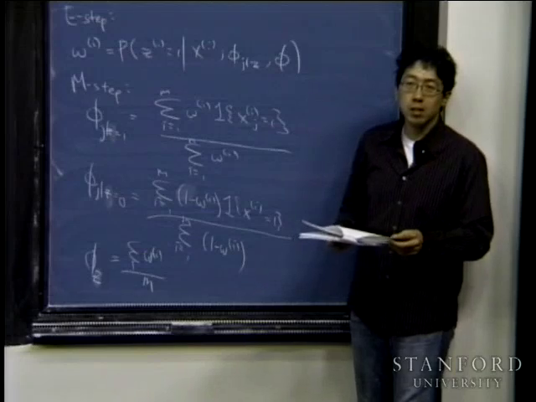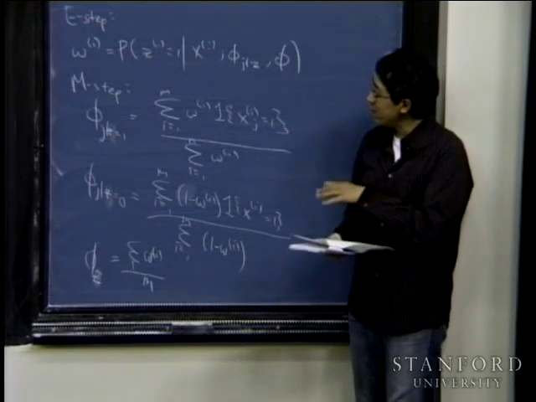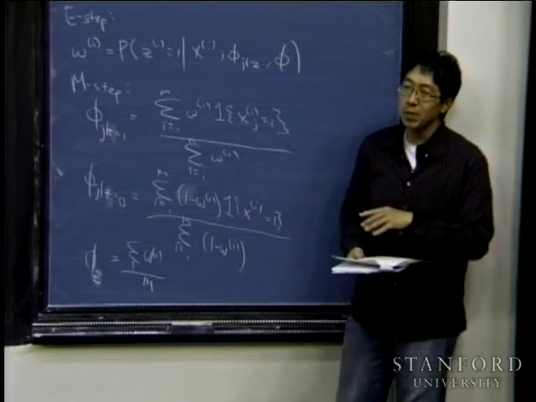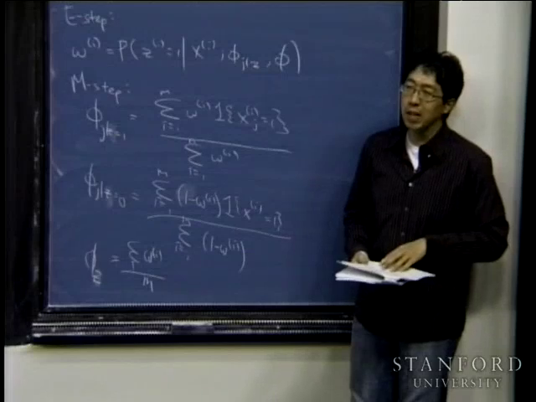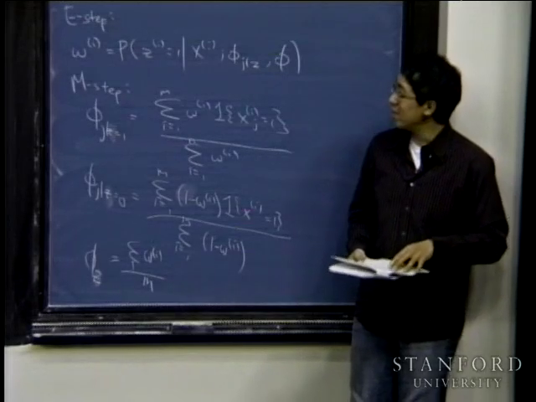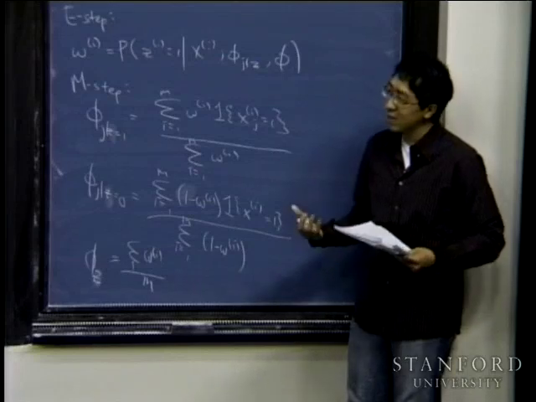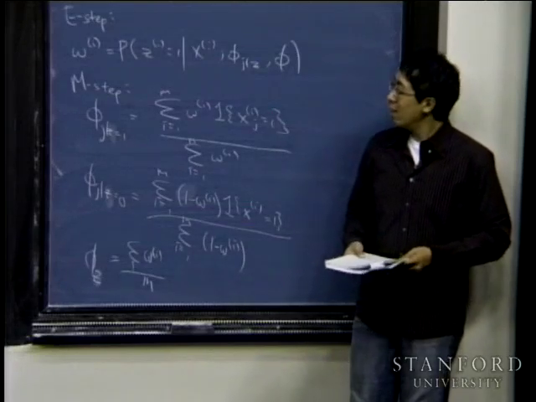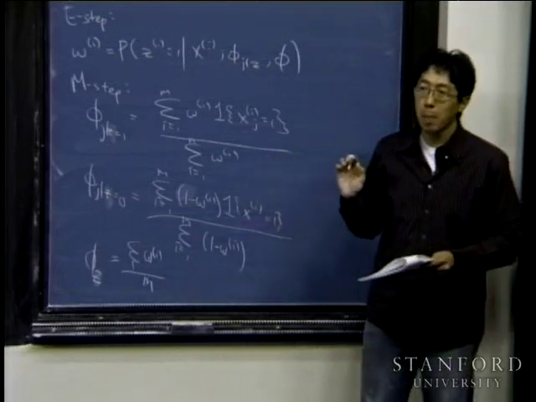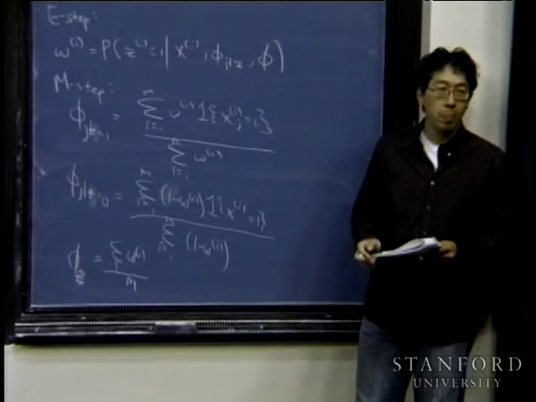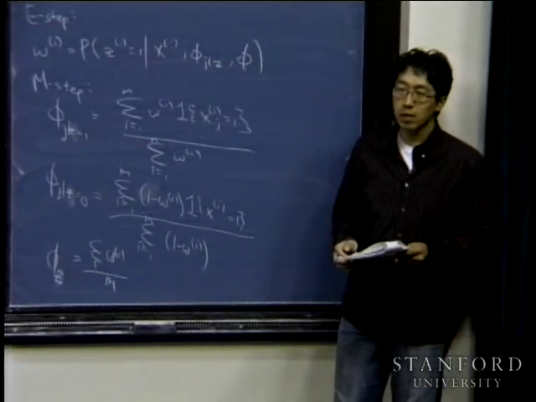Cool. If some of these equations don't look that familiar to you anymore, go back and take another look at what you saw in naive Bayes, and hopefully you can see the links there as well. Questions about this before I move on? Okay.